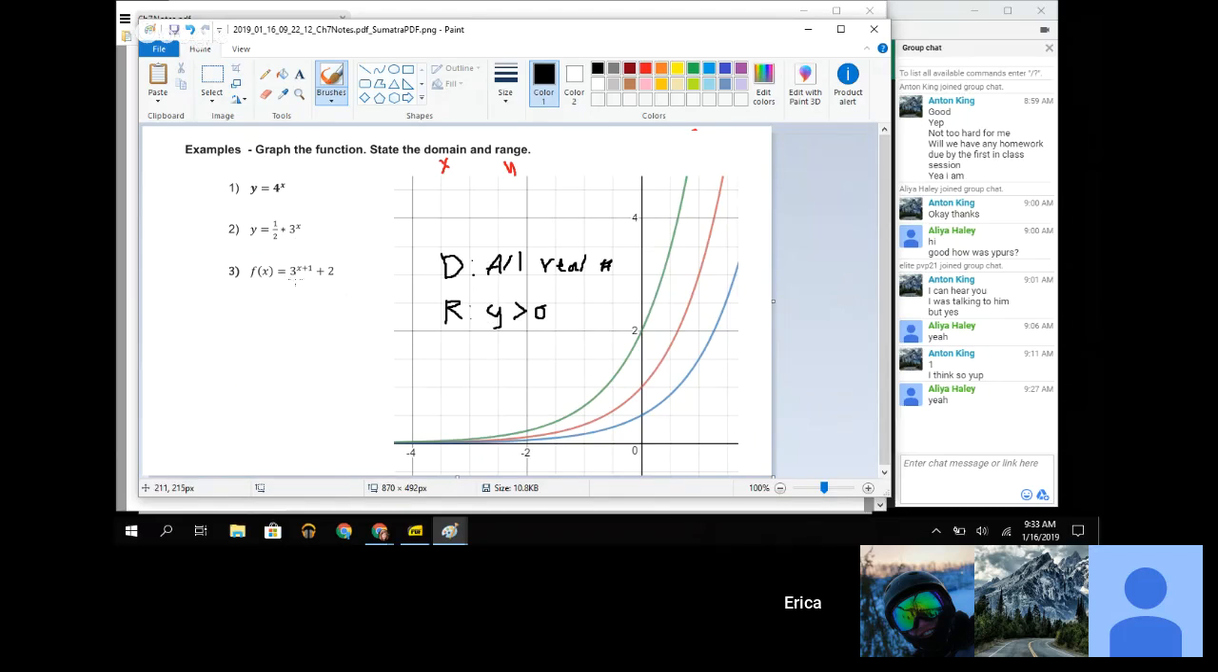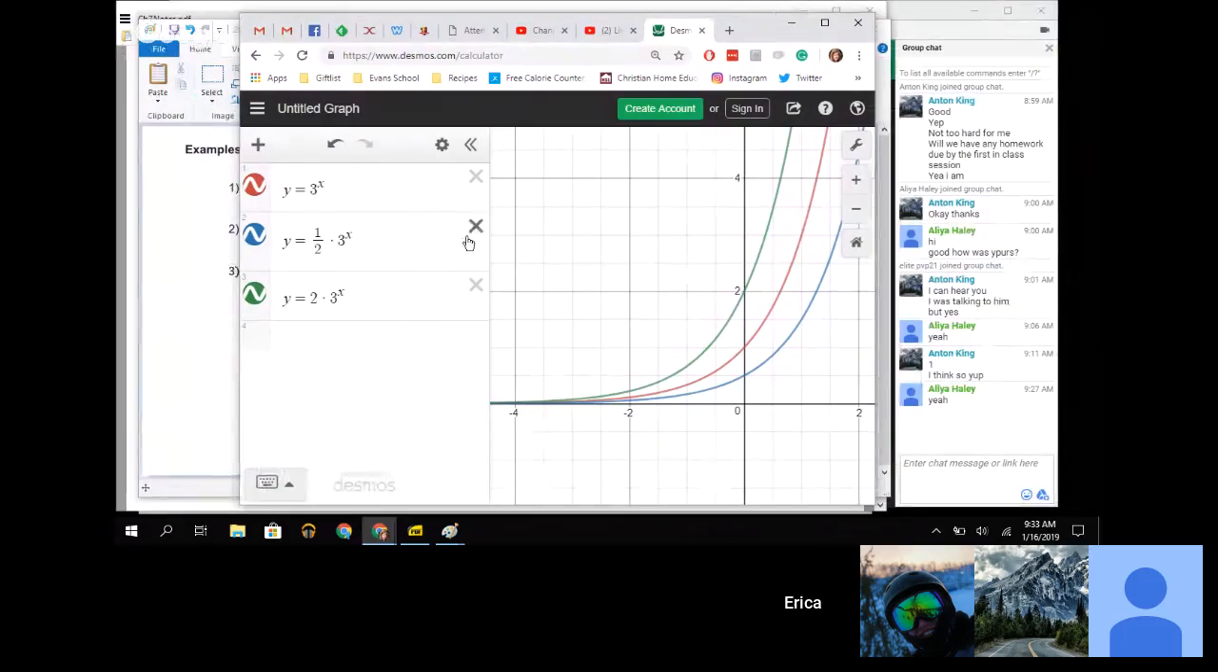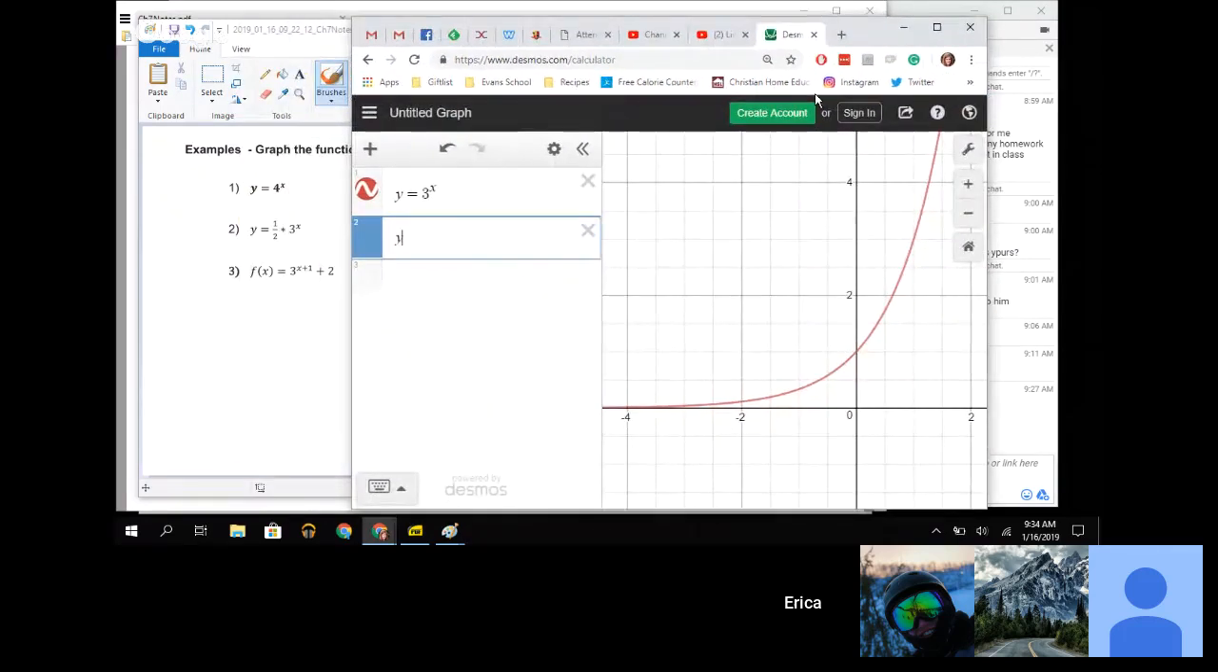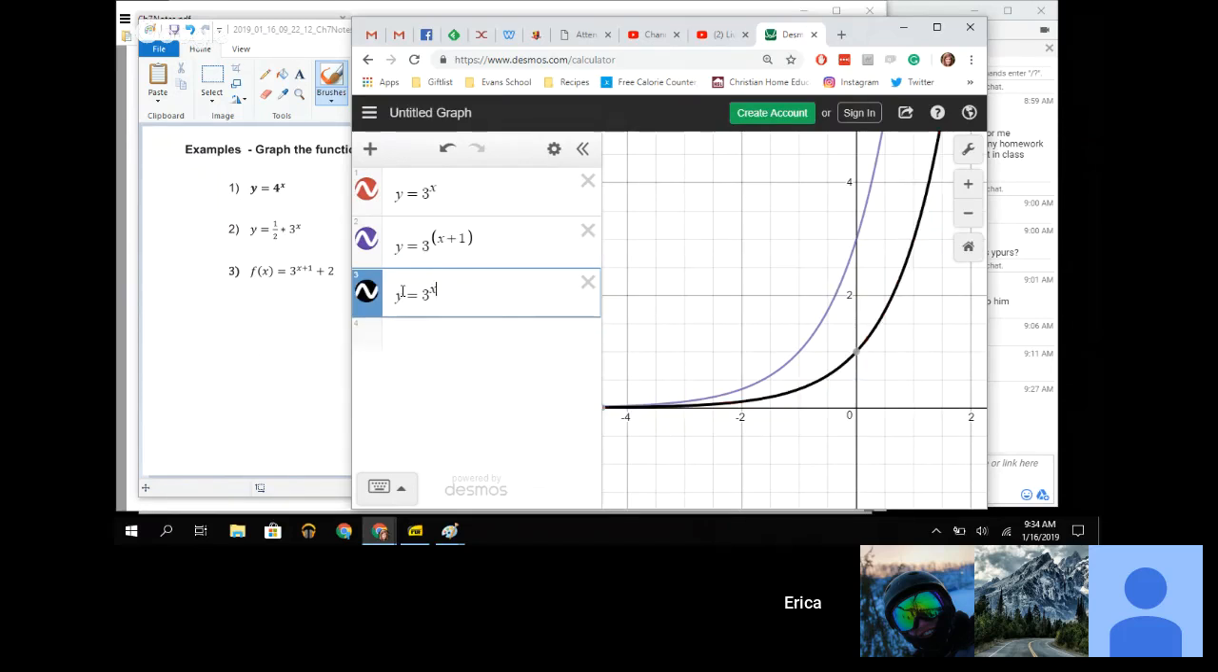So example number 3 is f of x equals 3 to the x plus 1 power plus 2. Okay, so I'm going to leave my 3 to the x up there. I'm going to graph this a couple different ways. I am going to put y equals 3 to the x plus 1 power. Okay, and I'm going to put y equals 3 to the x power plus 2, and then I'm going to put them all together.